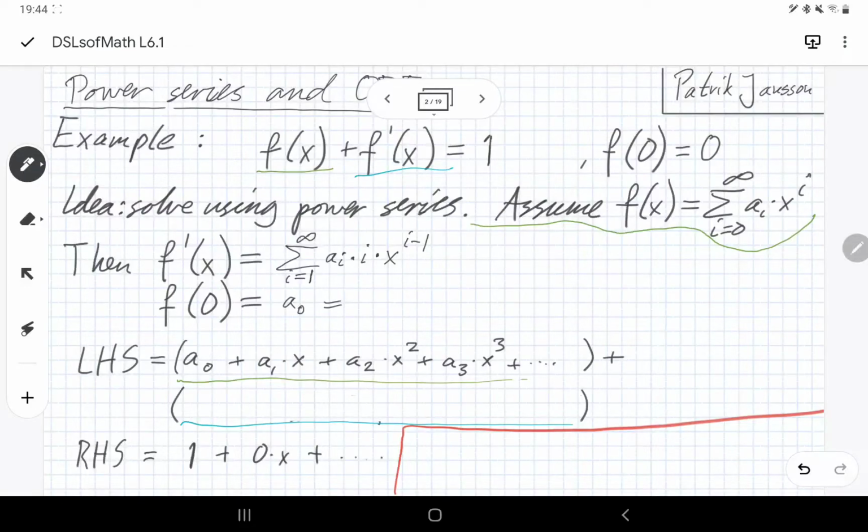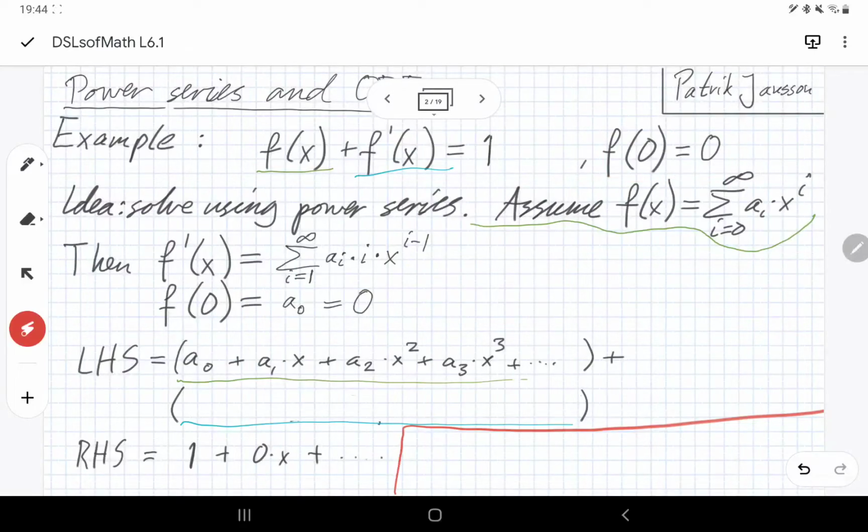So f of 0 should be 0, so a0 is equal to 0. That follows from taking the derivative of this form, plus knowing the side condition.